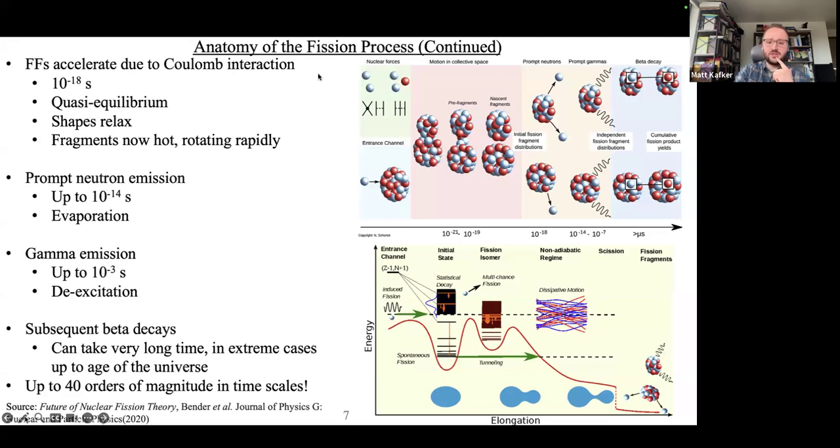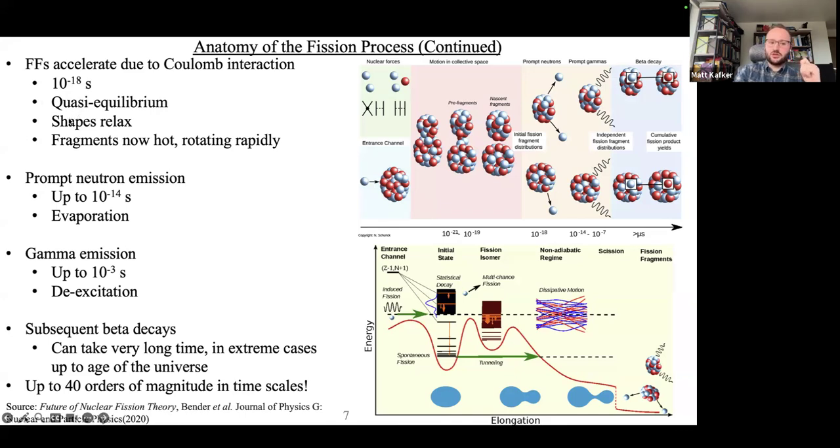The next thing that happens, same diagram, just more bullet points, is the fission fragments accelerate due to the Coulomb interaction. These two nuclei here are positively charged, so they therefore repel each other. This takes on the order of 10 to the minus 18 seconds. Again, this can be thought of as a quasi-equilibrium process.